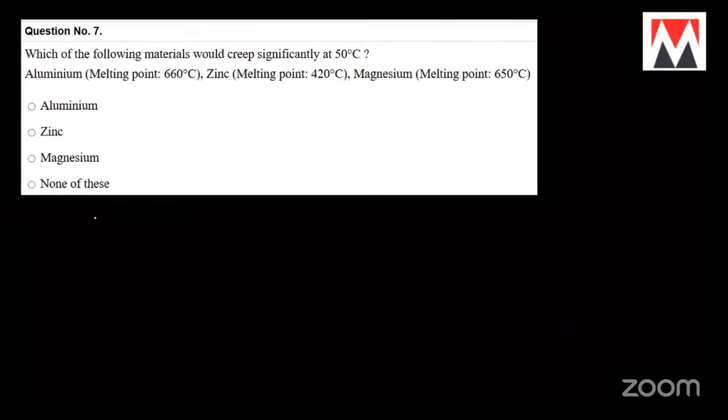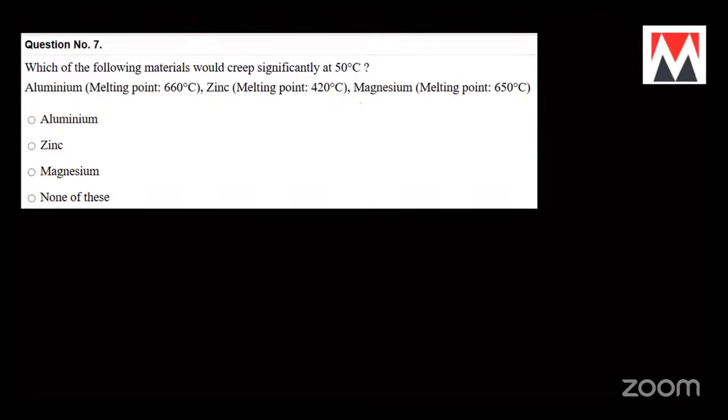Which of the following materials would creep significantly at 50 degrees centigrade? So can you explain how to pick questions, the order strategy, instead of solving line by line? Now let us see line by line questions because you need to learn everything. Then order strategy you will pick up. So there is nothing in order strategy.